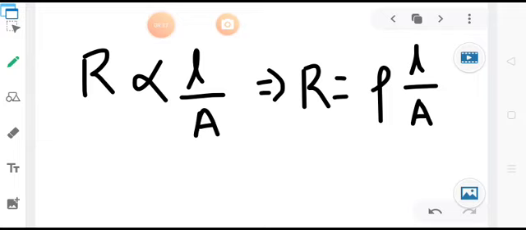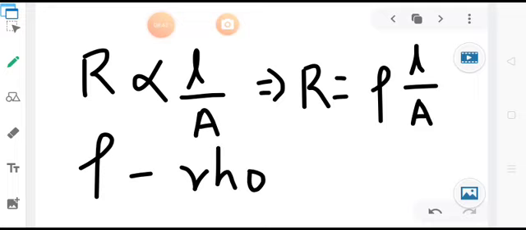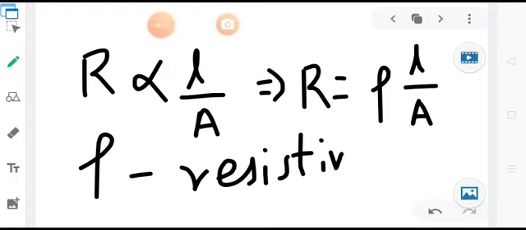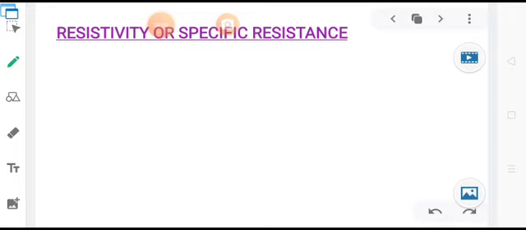Now what was the pronunciation? It is called rho, and it stands for resistivity. Resistivity or specific resistance of a material. Okay, so rho is called resistivity or specific resistance of a material. Let's define it. Resistivity or specific resistance. Now, in order to define it, let's first of all obtain its formula.